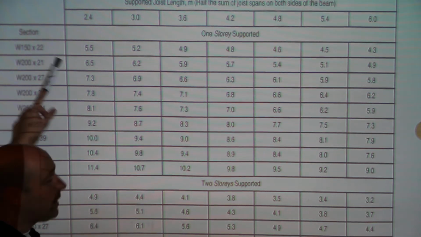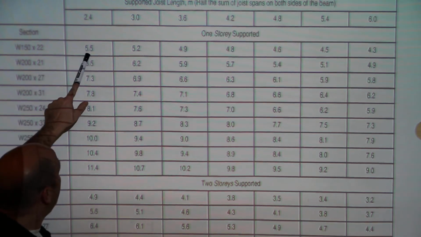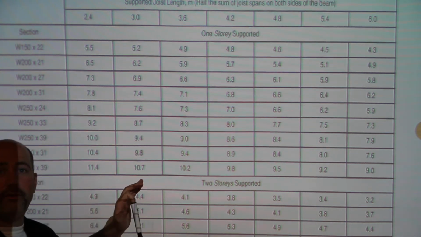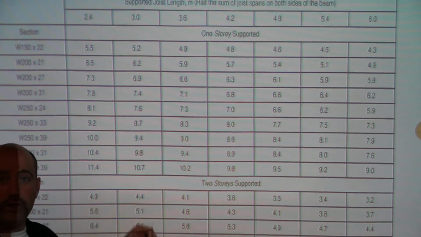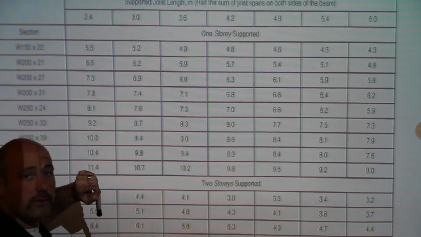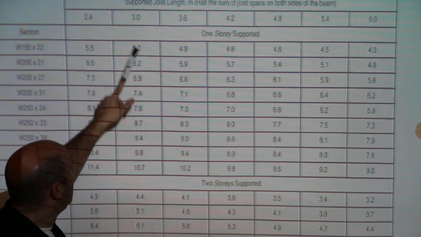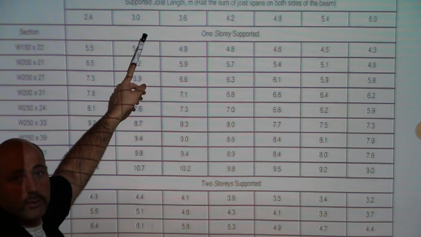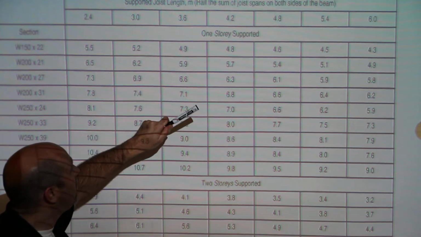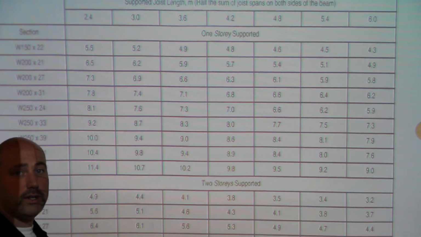W150 by 22, which is our little beam over there, can span 5.5 meters. If we just multiply 5 by 3, that's 15 feet from one support to the next support if it has a supported joist length of 2.4 meters sitting on top of it. It can span 5.2 meters if it has a supported joist length of 3 meters on top of it. It could span 4.9 meters if it has 3.6 meters of supported joists above it.